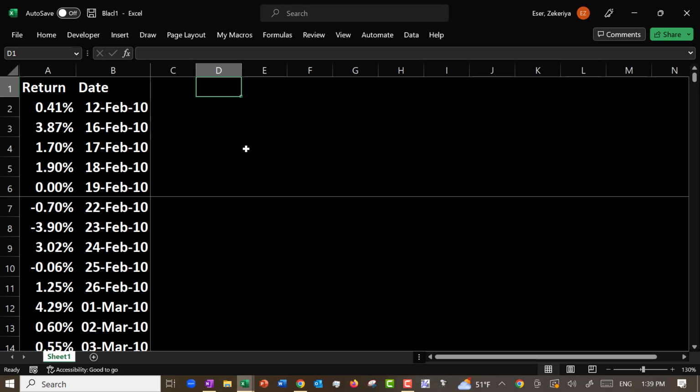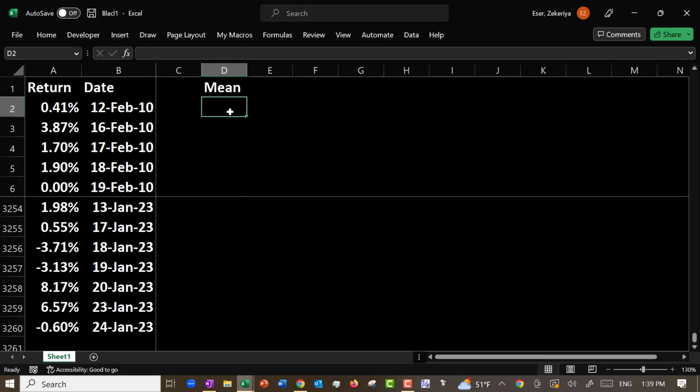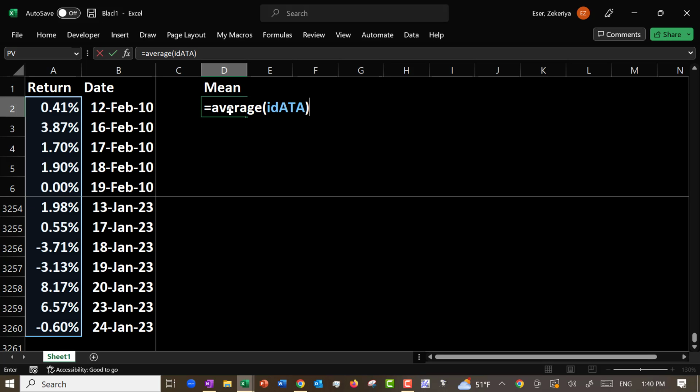Let's calculate mean. Since I'm going to keep using this one, I'm going to select this data, and on the name box here, I'm going to give it a name. I'm going to call it iData. And I can refer to that range as iData.